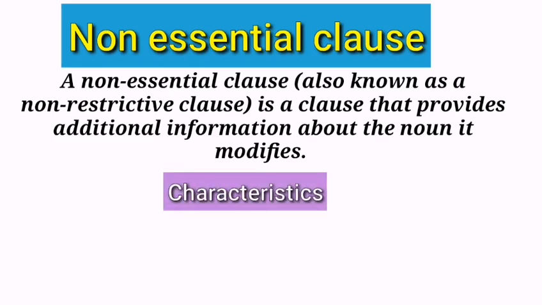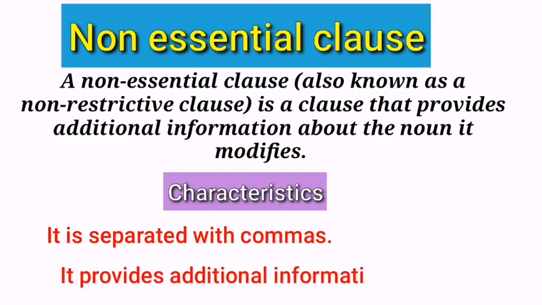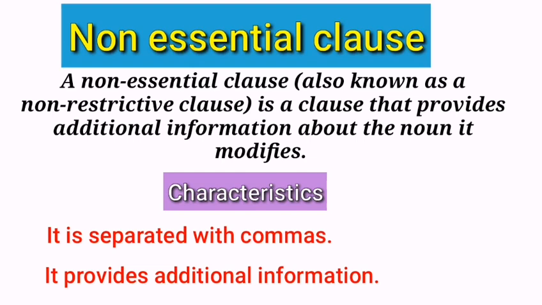The first point is: it is separated with commas. Simply, it means that, it is one of the main points that this non-essential clause is always separated with commas. The next point is, it provides additional information. By this point, I mean that a non-essential clause provides extra information about the noun which it modifies. Simply, you can say, if you put aside this clause, then the sentence will not be disturbed. Like, it will give us complete sense or the meaning will be clear.